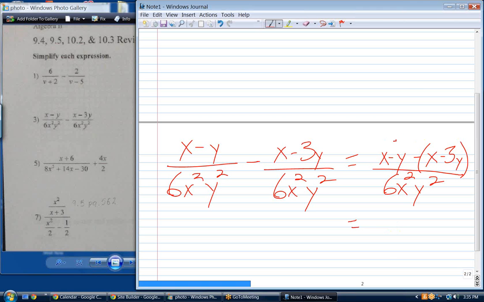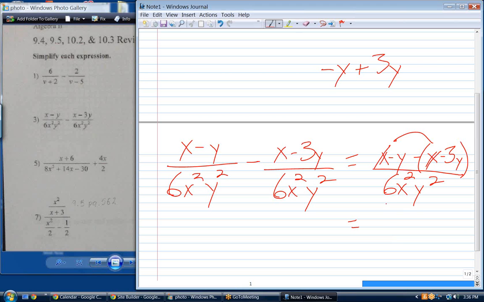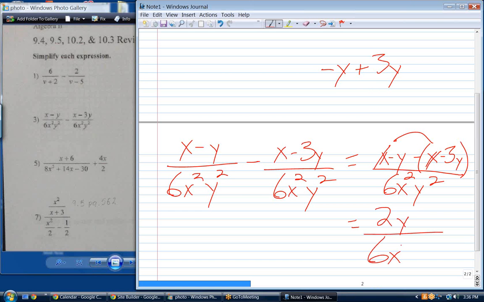After I perform this operation, x minus y, keep going. x minus y minus x plus 3y. Okay, so the x's cancel. And you have minus y plus 3y, which is what? 2y, all over 6x squared y squared.